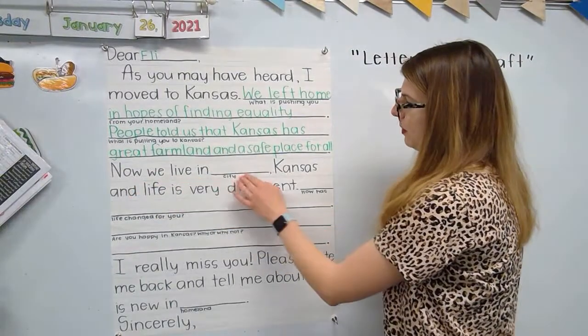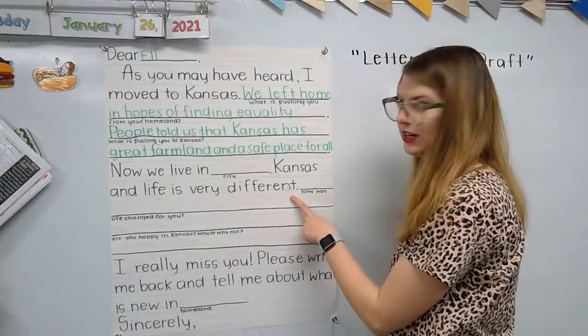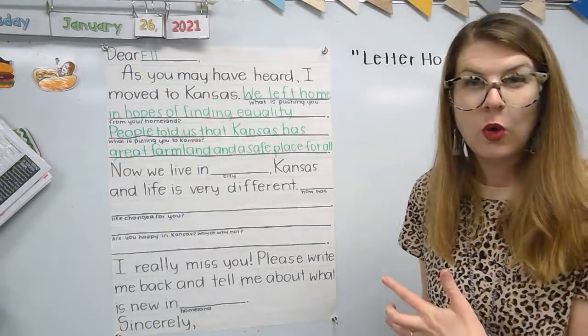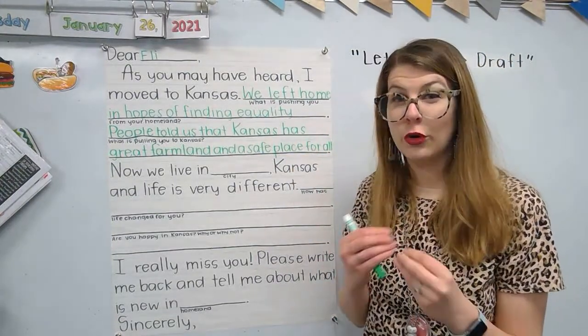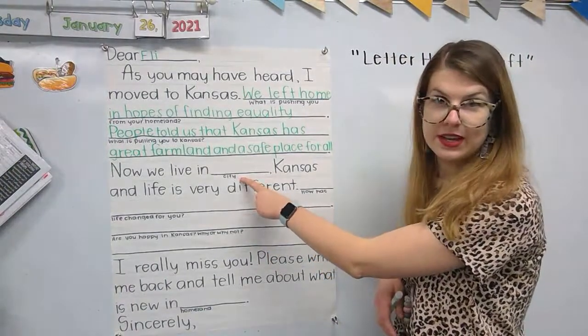Now we live in blank Kansas, and life is very different. Remember, the black words you can either copy directly, or you can take the same idea and mix around the words so it's in your own phrasing. Now you see that there's a blank in the middle of the sentence here.